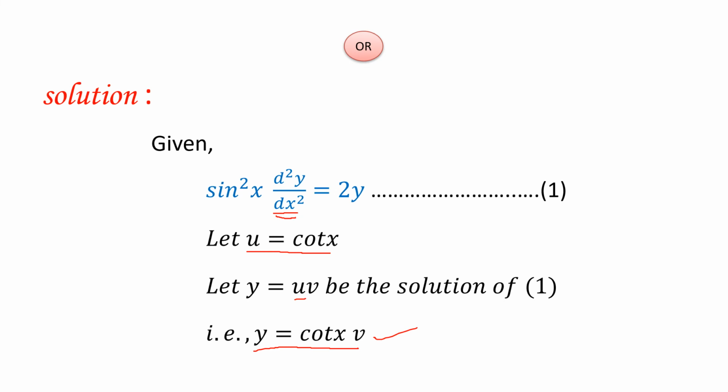So if you differentiate, using product rule, we get dy by dx is equal to cot x into dv by dx minus v into cosecant square x. On the right hand side, you can observe that this is a product of two functions, and this is also a product of two functions. So if you differentiate further, we have to use product rule on the right hand side.